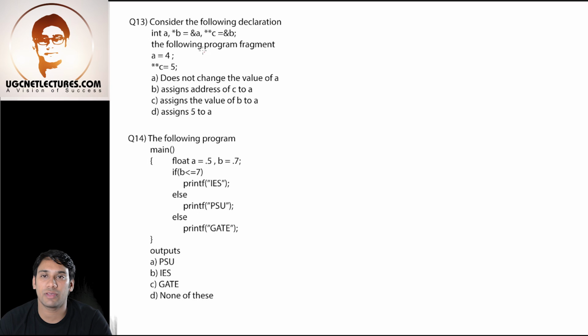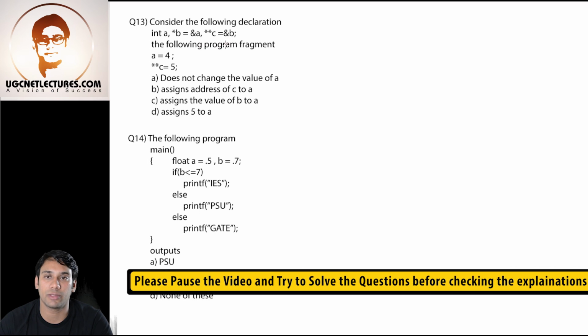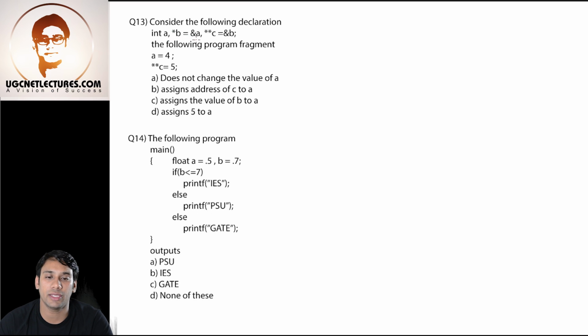So in question number 13 we have some variables, and then we have to find what the statements do. Here we have the declaration int a, *b = &a, **c = &b. Let us suppose the address of variable a is 1000. Then there's a variable b, which is a pointer storing the address of variable a, which is 1000.